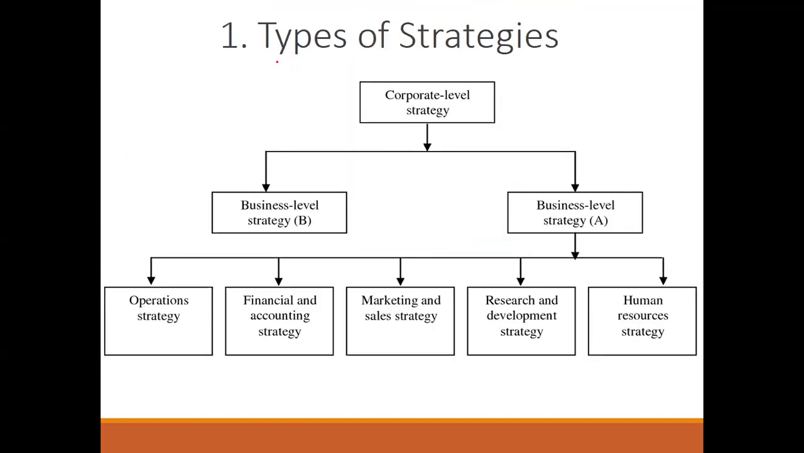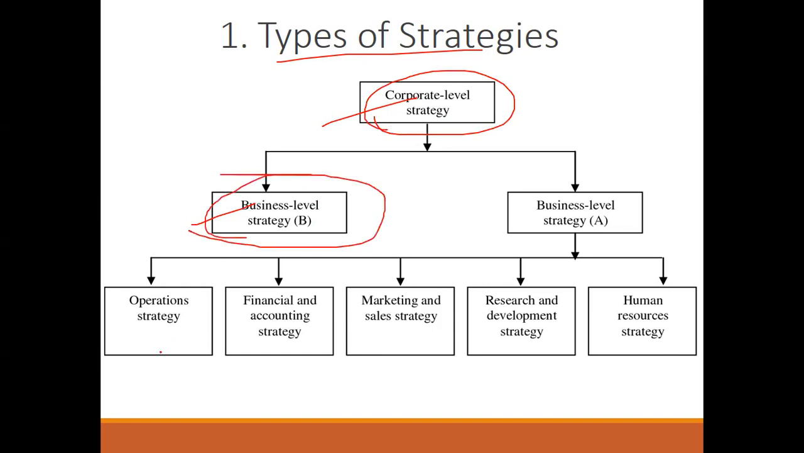Now let's take the types of strategies. So how many types of strategies do we have? We have 3 types of strategies. One is the corporate level strategy, second is the business level strategy, and third is the functional level strategy. So let's see what corporate level strategy includes, what business level strategy includes, and what functional level strategy includes. One by one we'll go through all the strategies.